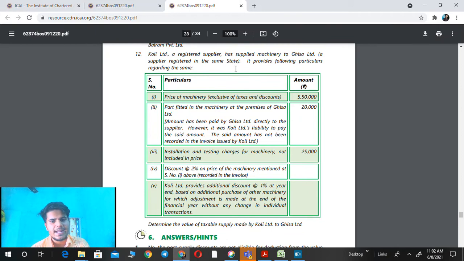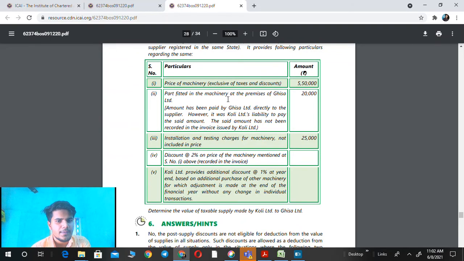Question number 12. Kohli Limited, a registered supplier, has supplied machinery to Gisa Limited, supply registered in the same state. It provides the following particulars regarding the same. The price of the machinery is 55,50,000 and parts fitted in the machinery at the premises of Gisa Limited. The amount has been paid by Gisa Limited directly to the supplier. However, it was Kohli Limited's liability to pay the said amount. The said amount has not been recorded in the invoice. Okay, so not recorded in the invoice, so we record 2,000. Installation and testing charges for machinery not included in price, so incidental expenses are to be part of the transaction price.